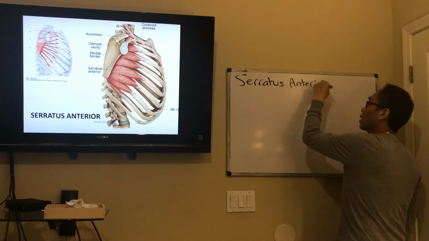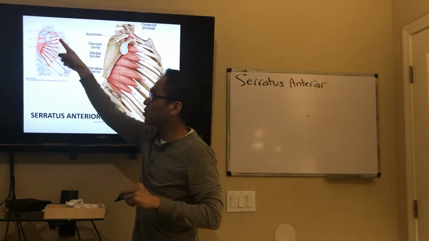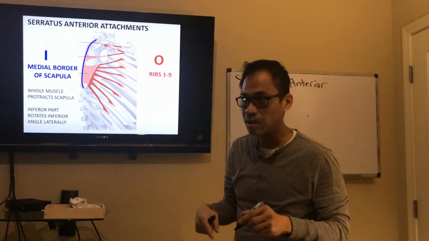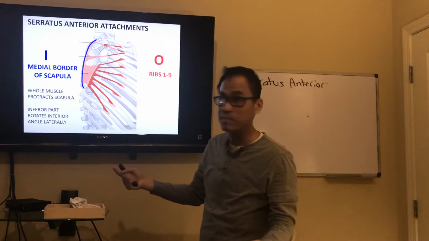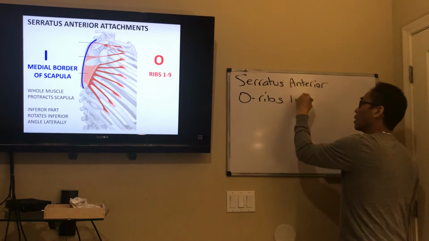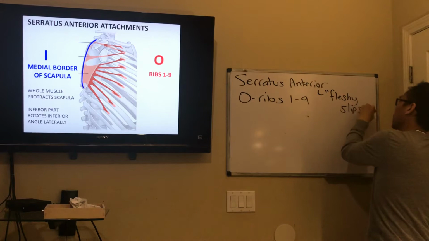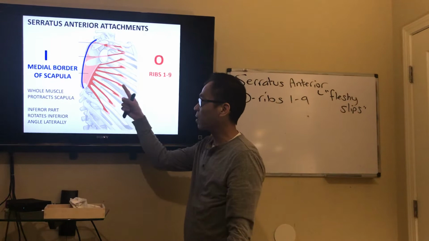Let's talk about its attachments. You can kind of get a sense of what it's doing here. So let's look at the O's and the I's. It originates ribs 1 to 9. Sometimes books say 1 to 8, either or. If I say 1 to 8, 1 to 9, shouldn't really matter. It's a lot of ribs. And all those, again, fleshy slips, let me write that down, I keep saying that. It's kind of a weird term I read in one of the books. Fleshy slips, all these individual attachments that give it a serrated appearance. They all converge back.